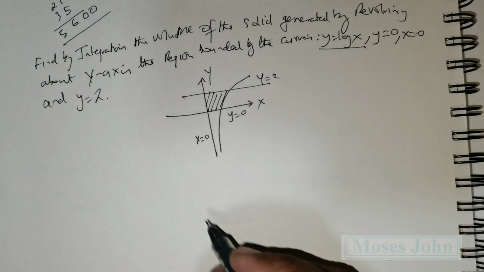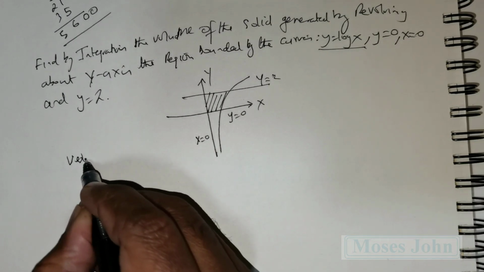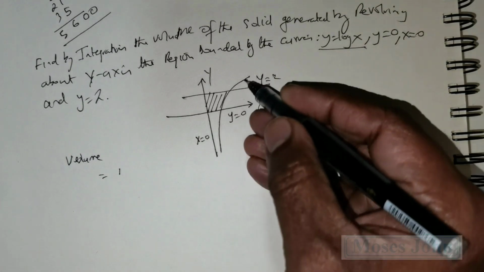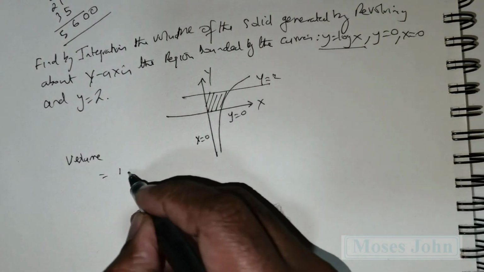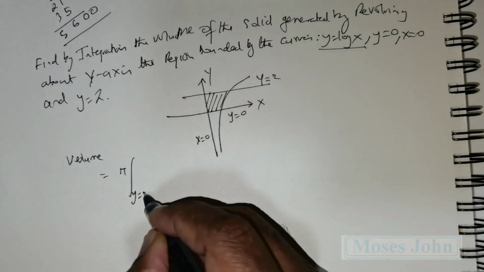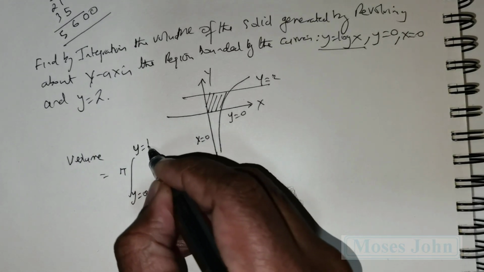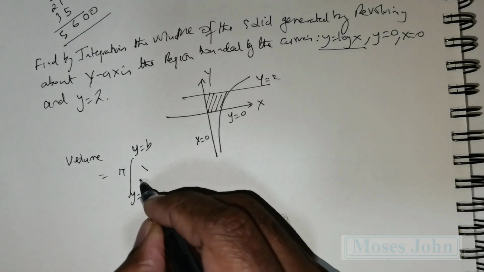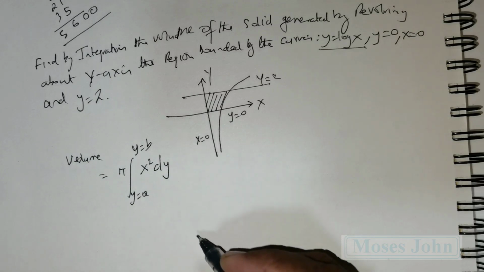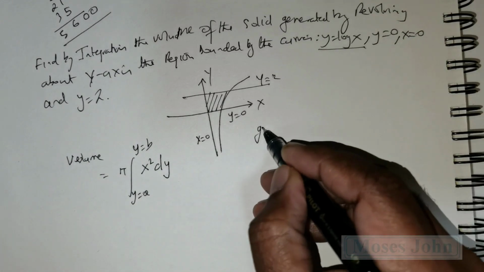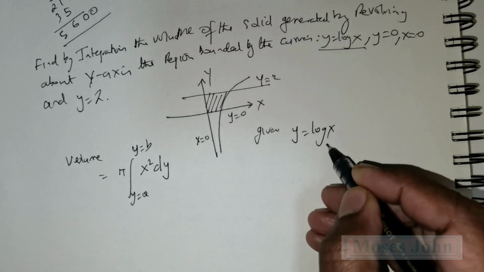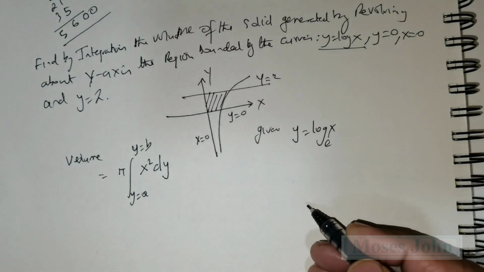Okay. Now, the required volume formula will be equal to, y is what is varying, so y goes from a to b. It's going to be pi times the integral from y equals a to y equals b of x squared times dy. Now, what are we given? We are given that y equals log x. The base is e.